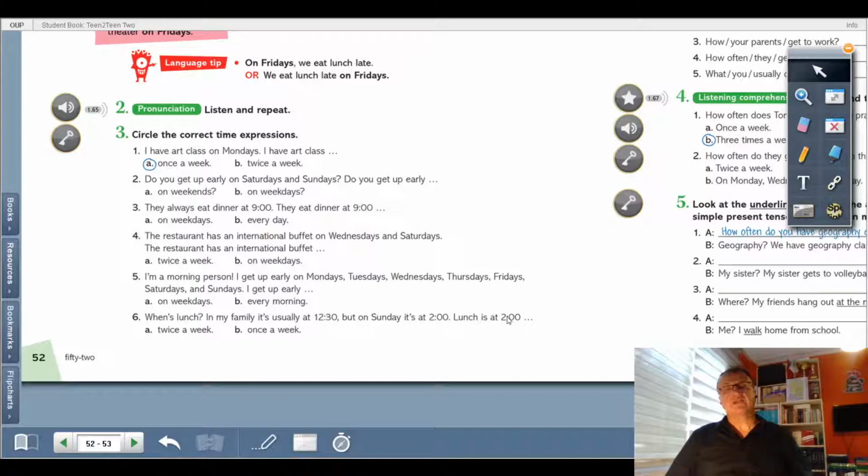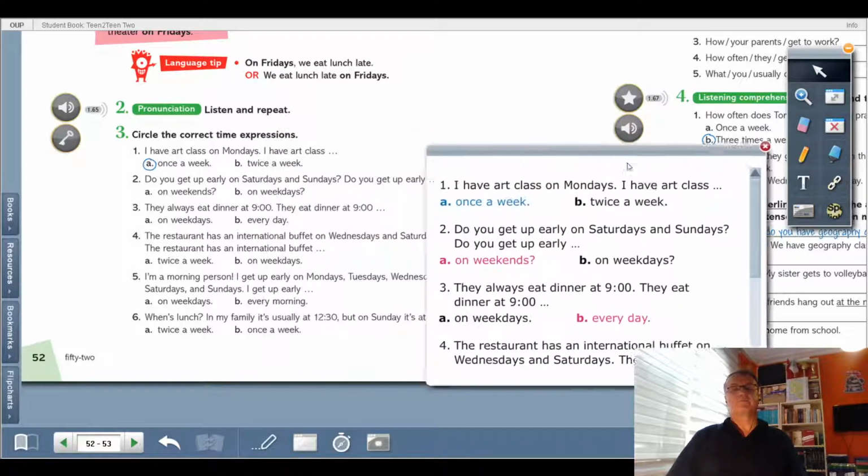The lunch is at 2. Once a week or twice a week? Look at here. The answer is here. It says it's usually at 12:30, but on Sunday it is at 2 o'clock. So, let's check the answers quickly.